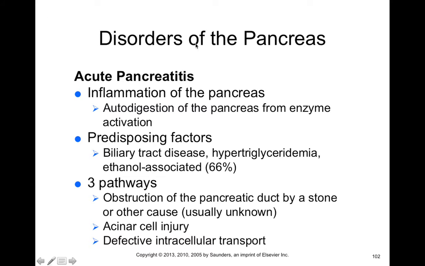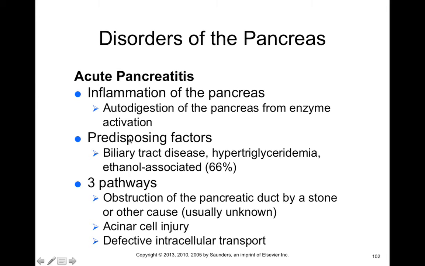Now, we're going to move on to talk about disorders of the pancreas next, and we'll talk about pancreatitis first. Now, with acute pancreatitis, it's acute inflammation of the pancreas, where we have autodigestion of the pancreas from pancreatic enzymes. So when pancreatic enzymes leak out of the acinar cells of the pancreas, those enzymes can start to autodigest the pancreas itself, causing basically the release of additional enzymes and damage to the pancreatic tissue.